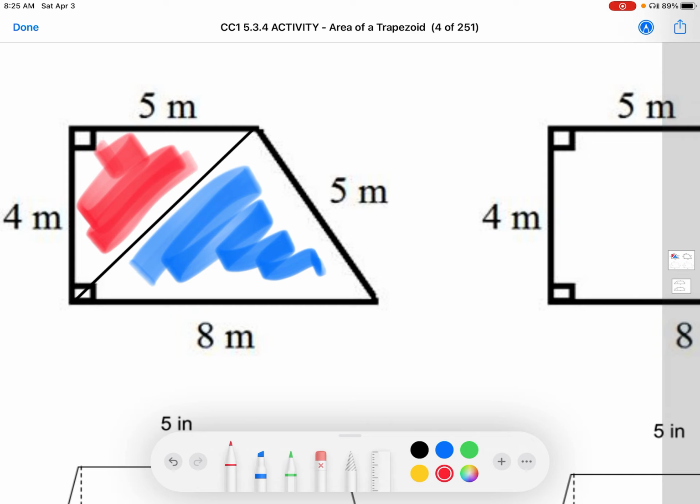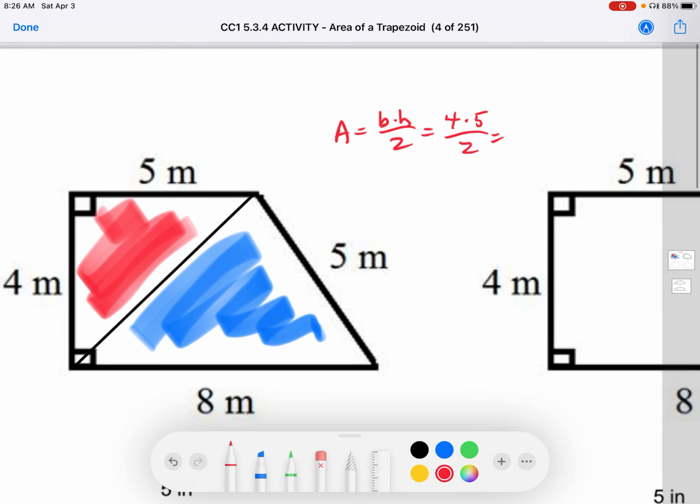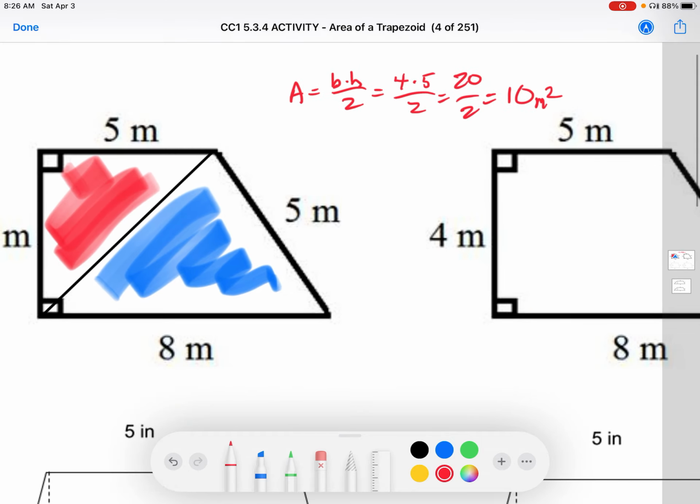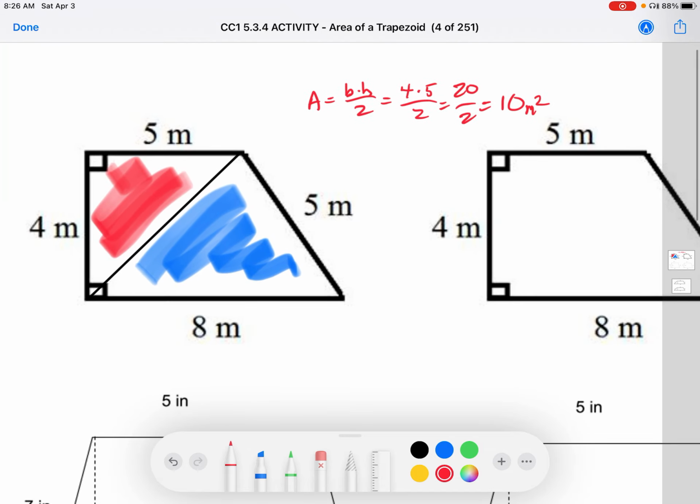To find the area of any triangle, we say the area is base times height divided by 2. Base times height divided by 2. And we could say that the base is 4 or 5. And the height then is 5, right? We divide that by 2. That's 20. 20 divided by 2 is 10. 10 what? 10 square meters. What we found in just red there is just the area of the red triangle.